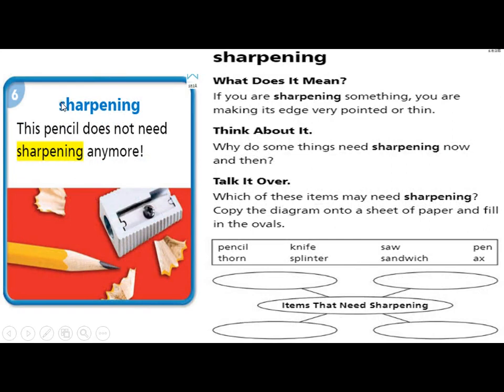Number 6, sharpening. This one is super easy. This pencil does not need sharpening anymore. Look at it. It is super sharp. So, sharpening, what does it mean? If you're sharpening something, you are making its edge very pointed or thin. So, the pencil, after sharpening, is very pointed or thin. It is very pointy, as you can see here. So, sharpening is used for pencils, as you can see here.